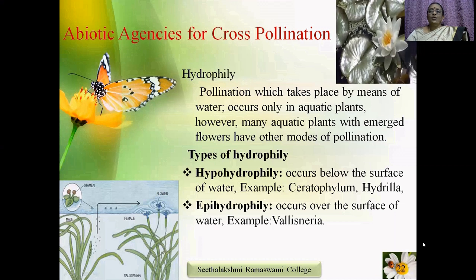And the second type is above water, epihydrophily. When the pollen grains float on the surface of water and reach the stigma of the female flower, then it is called epihydrophily. Example, Vallisneria.